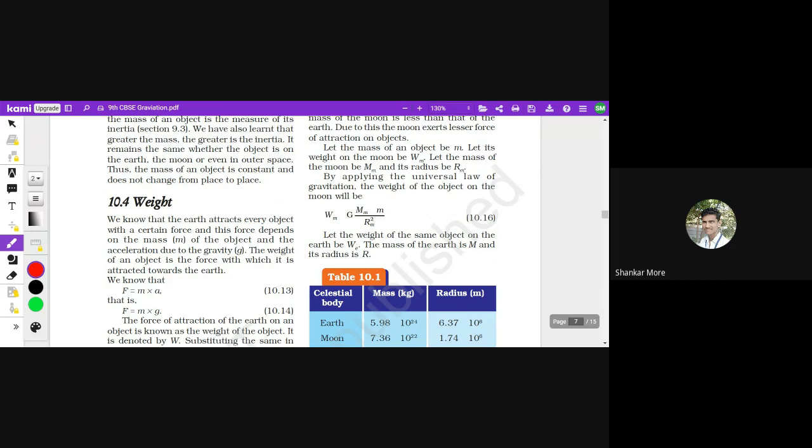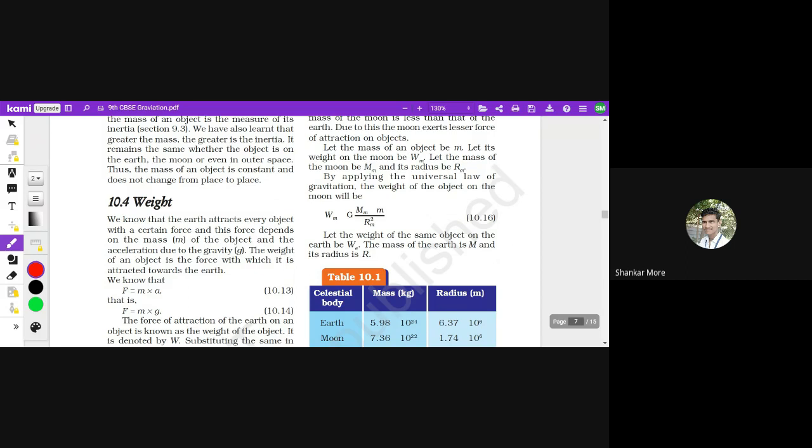Here, capital M, capital R are all for the Moon. G is the universal gravitation constant. Will its value be different or the same everywhere? If we talk about capital G, will it be the same or different? What will it be for Earth, what will it be for Moon, what will it be for Jupiter? The value of capital G. It's going to be the same.